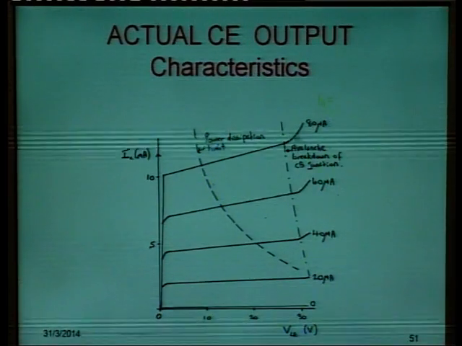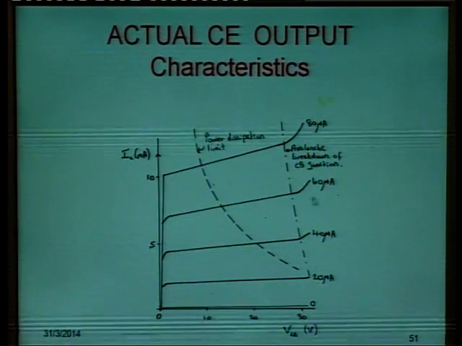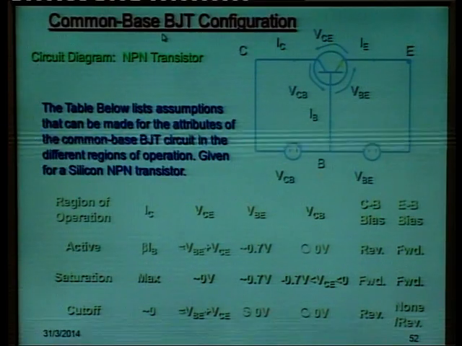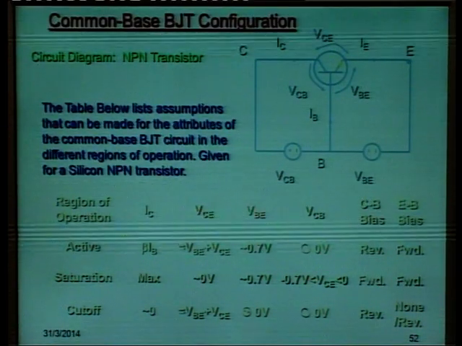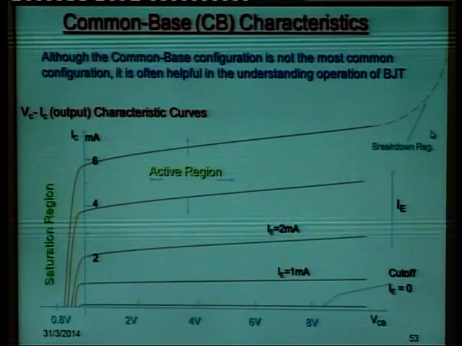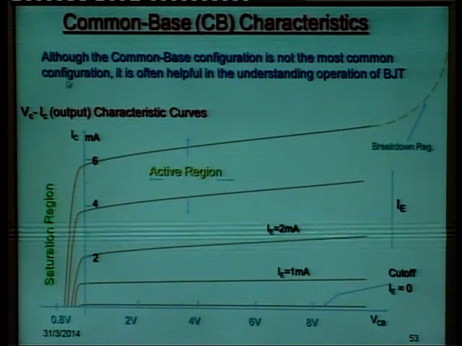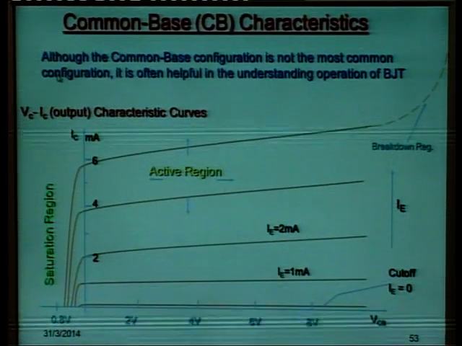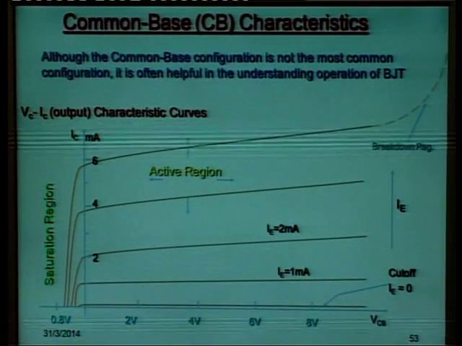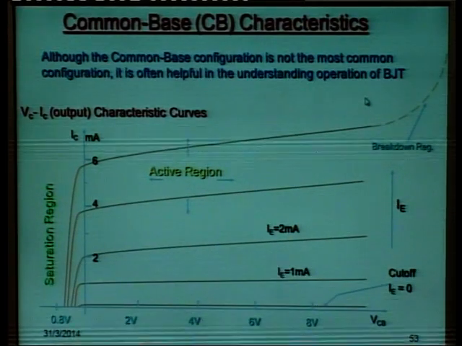This is the actual common emitter output characteristic that has been drawn. These are common base configurations as we talked, active region, saturation region and cutoff region. This is again common base characteristic; common emitter characteristics we have studied. Now, we study common base characteristics. This is not the most commonly used configuration, but it is often helpful in understanding the operation of the BJT.